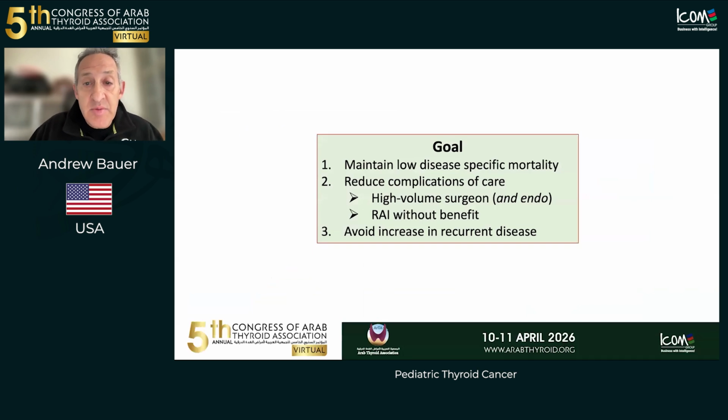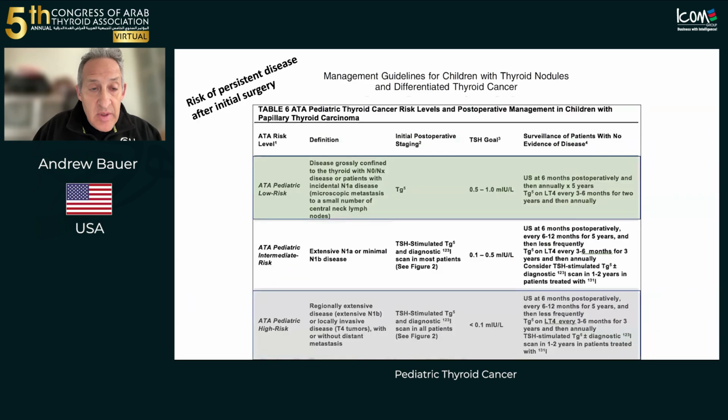The goal of the guidelines was to maintain low disease-specific mortality, reduce complications by developing thyroid centers of excellence for pediatrics, and of course, to avoid an increase in recurrent disease. We developed these ATA pediatric risk categories, which describe the risk of persistent or residual disease after initial surgery in an attempt to stratify which patients would benefit from radioactive iodine.